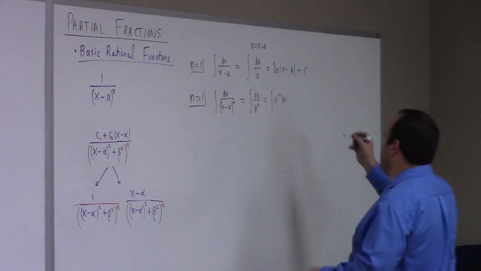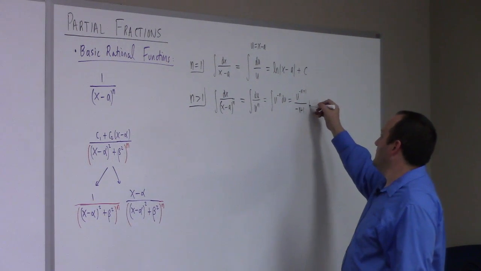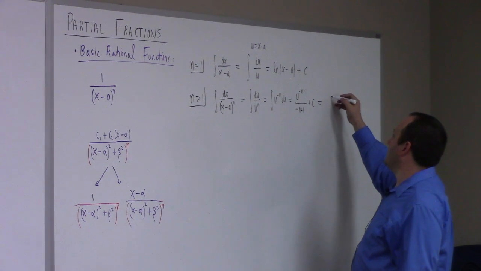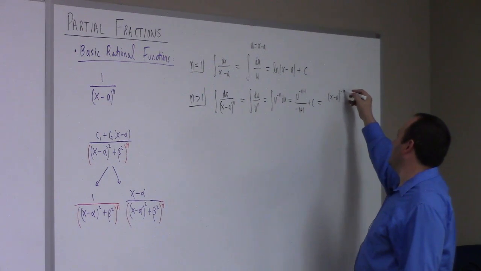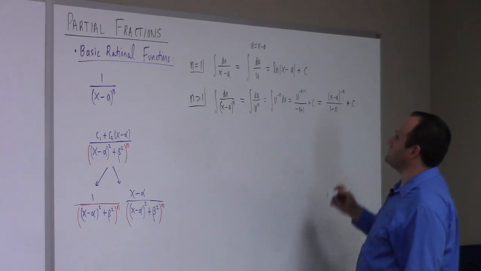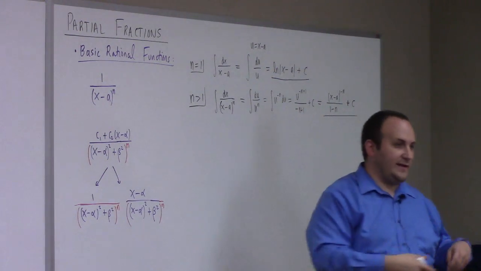So you do minus n plus 1, right? Divided by minus n plus 1 plus a constant. In other words, this can be written in various different ways, but here's one way you can write it: (x minus a) to the 1 minus n divided by 1 minus n, plus a constant, right? The point is, we know how to integrate that. In fact, we can integrate any power of x minus a to the n, right? None of those can escape. We kill them all, right?